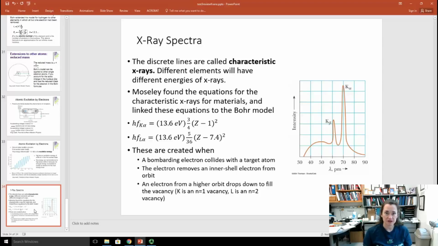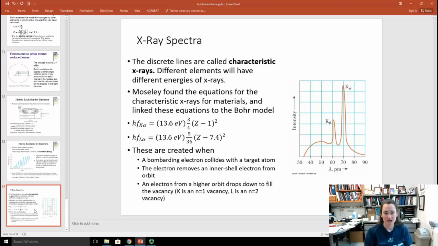Now first let me explain the difference between the K and the L X-rays. The K X-rays are created when you have, for example, an electron beam bombarding your target. The electron then knocks an electron within the target material loose that's in the ground state, that n equal to 1 state. It knocks it loose. And then one of the higher energy level electrons within the target atom falls in to fill that vacancy. That's a K X-ray. And the K alpha is when it makes a 2 to 1 transition.